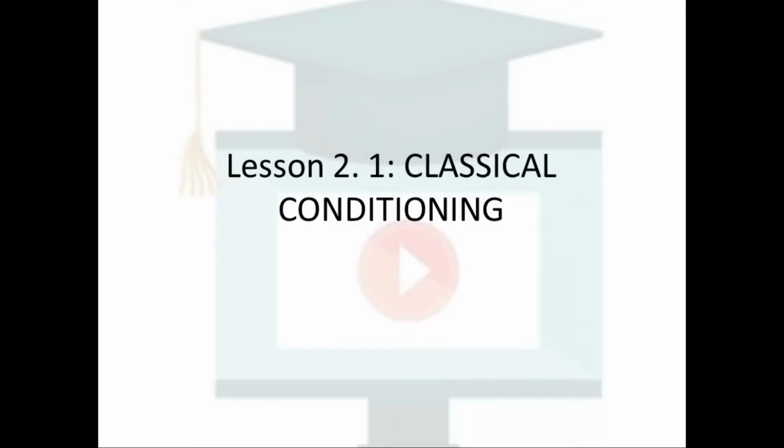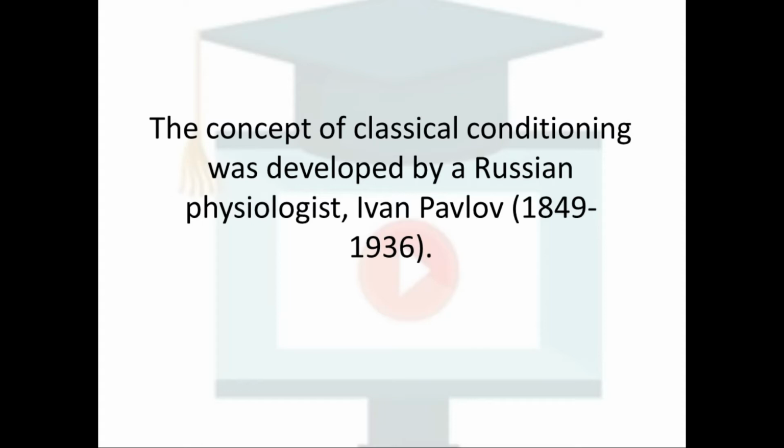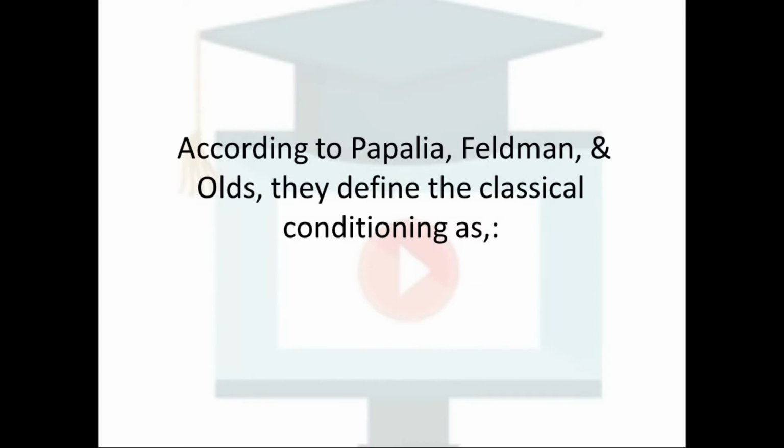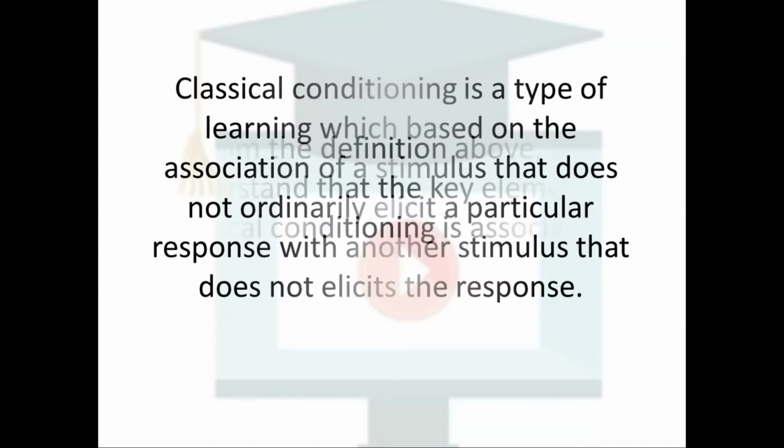Lesson 2.1.1 Classical Conditioning. The concept of classical conditioning was developed by Russian physiologist Ivan Pavlov, 1849–1936. According to Papalia, Feldman, and Olds, classical conditioning is a type of learning based on the association of a stimulus that does not ordinarily elicit a particular response with another stimulus that does elicit the response.